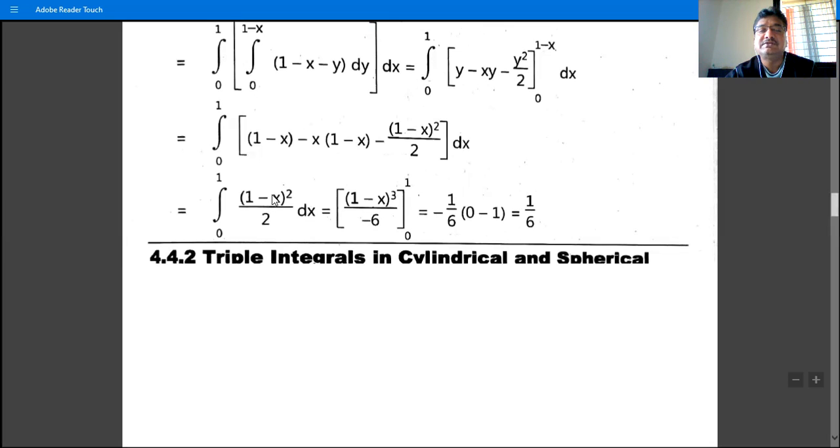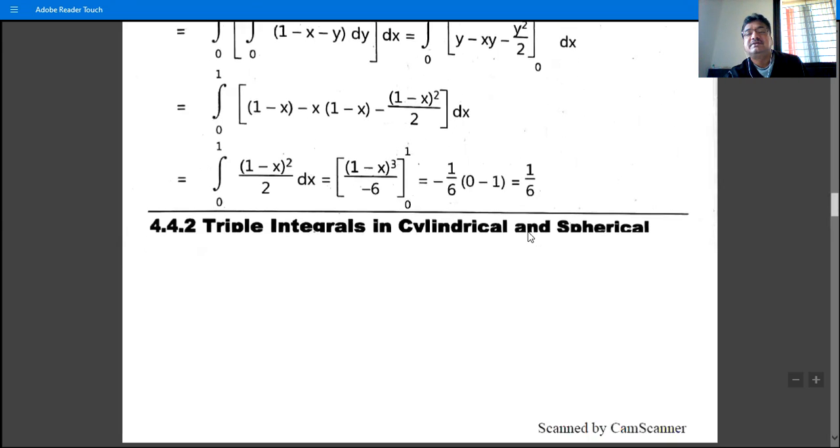Divided by minus 1 because the coefficient of x is minus 1. So minus 6 becomes, and then minus the value at the upper limit is 0, because if you substitute x as 1, 1 minus 1 is 0. The value at the upper limit is 0, minus the value at the lower limit, which is 1 minus 0 divided by minus 6, that is minus 1 by 6. So the value of this is 0 at the upper limit, and at the lower limit 1 cube is 1, so the answer is 1 by 6.